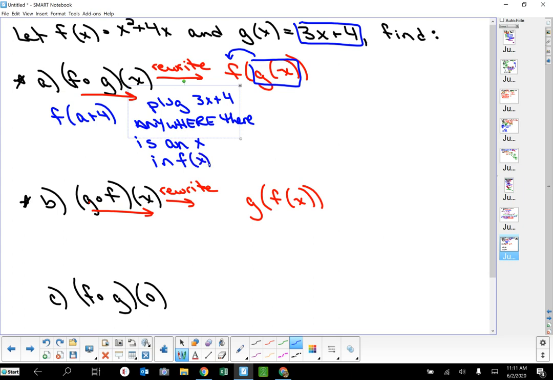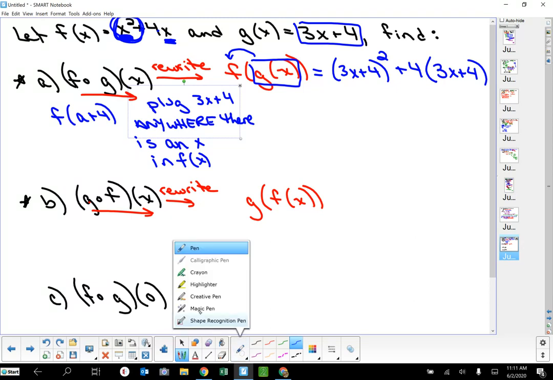In the f of x function, there's an x here and there's an x here. So I'm going to rewrite this. The x becomes my 3x plus 4. Now, in this function f of x, this x is squared, so I have to square that component. And then I'm going to have plus 4 times x, which becomes my 3x plus 4.